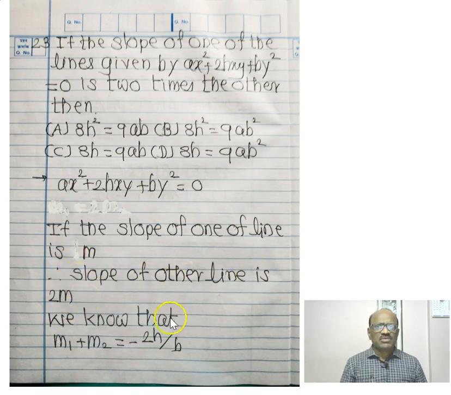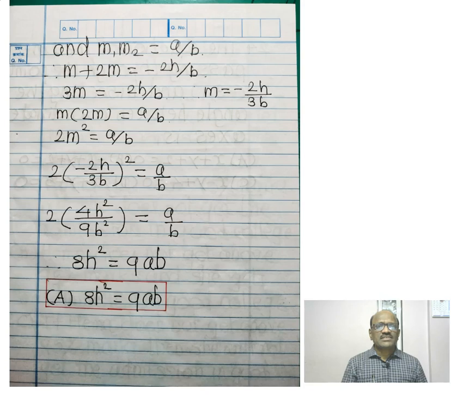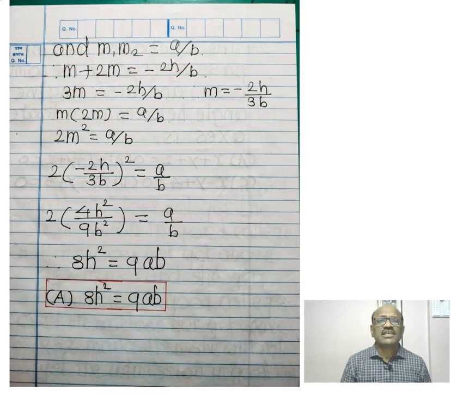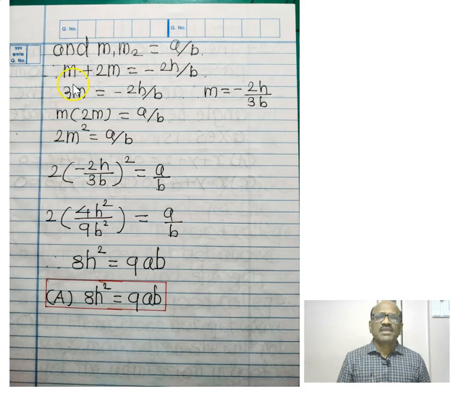But we know that the sum of the roots, that is m1 plus m2, is equal to minus 2h upon b. And the product of the roots is a upon b. Now apply this condition. m1 plus m2 means what? Here m1 is replaced by m, and m2 is replaced by 2m. That is, m plus 2m is equal to minus 2h upon b, that is 3m is equal to minus 2h upon b, and therefore m is equal to minus 2h upon 3b.